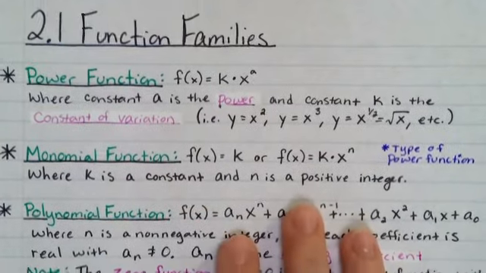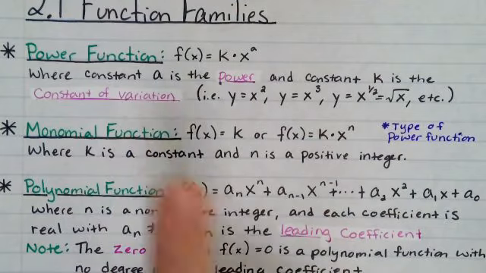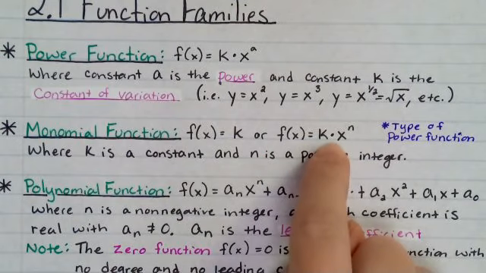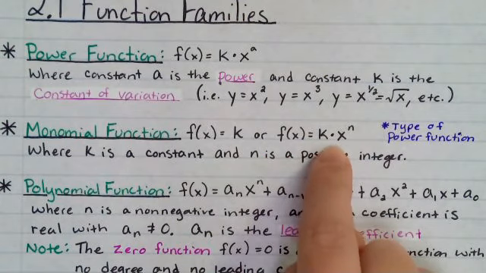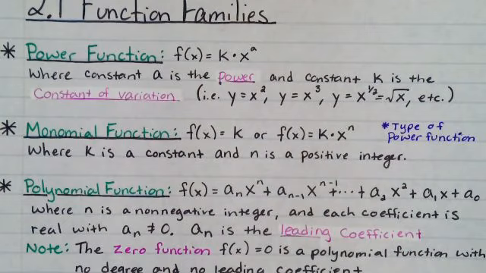Now, let's get a little bit more specific. A monomial function, mono means one, right? So when I talk about a monomial function, we're talking about a function that has one term, such as this. We only see one value, one term. Now, it is a type of power function, but it's more specific.